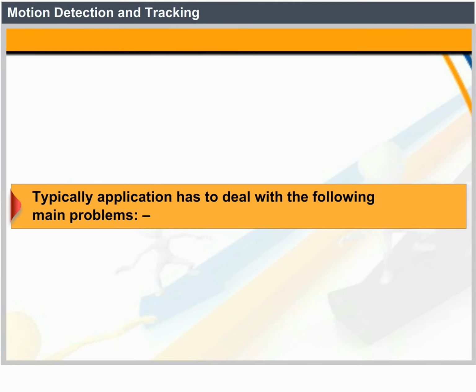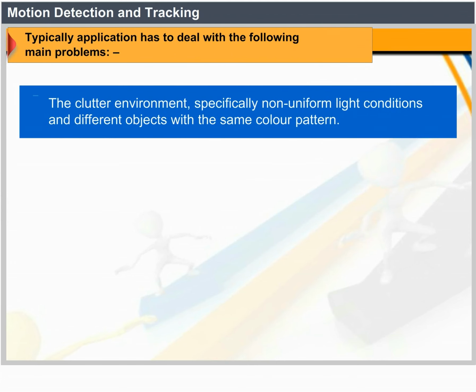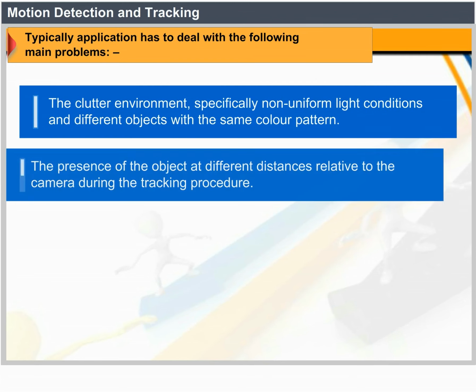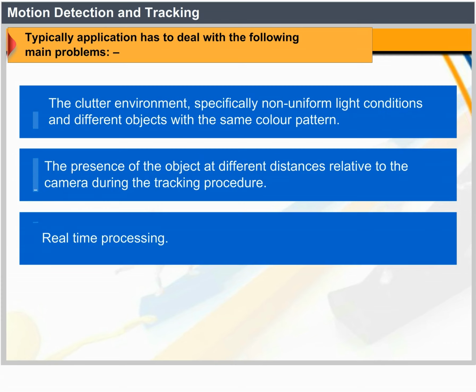Typically, an application has to deal with the following main problems: the cluttered environment, specifically non-uniform light conditions and different objects with the same color pattern; the presence of the object at different distances relative to the camera during the tracking procedure; real-time processing; and image noise.